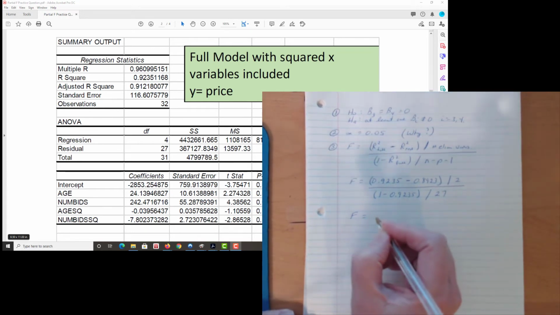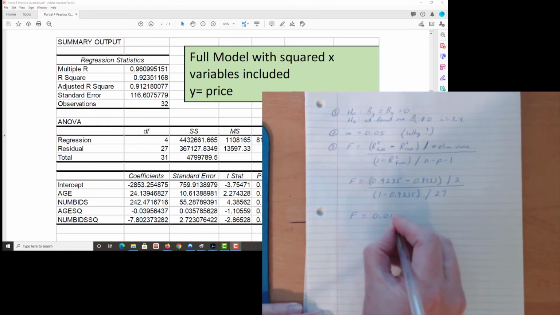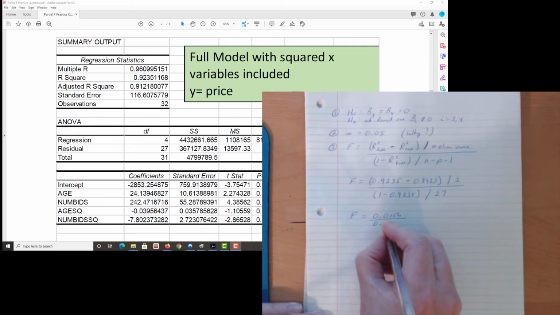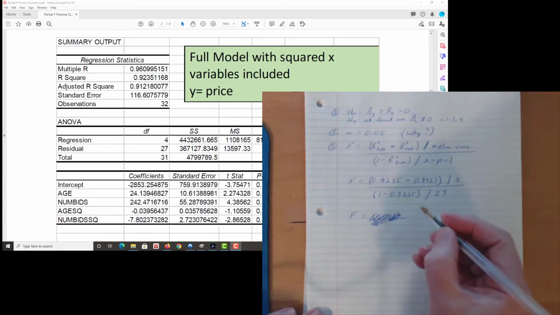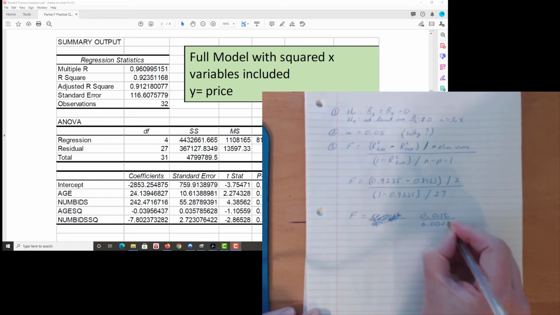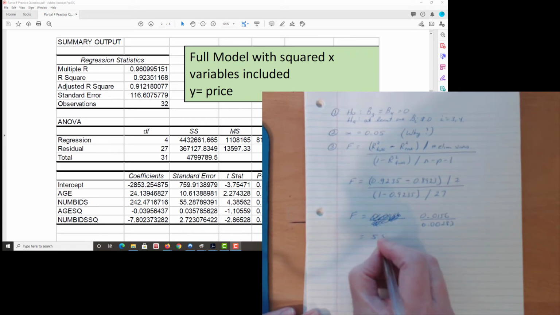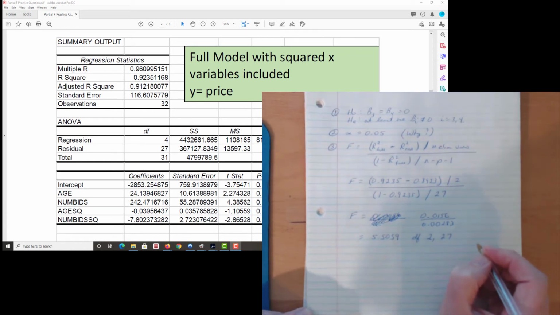Okay, so now we're able to calculate our F stat. We punch it into our calculator furiously. I recommend you do the numerator first and then the denominator, only because it's so easy to make a silly mistake. And when you make that silly mistake, just because things are outside the brackets or your calculator does weird things, it's distressing. So we get 0.0156 divided by 0.00283, and ultimately that leads to 5.5059, with degrees of freedom of 2 in the numerator and 27 in the denominator. So step 3 is all done.